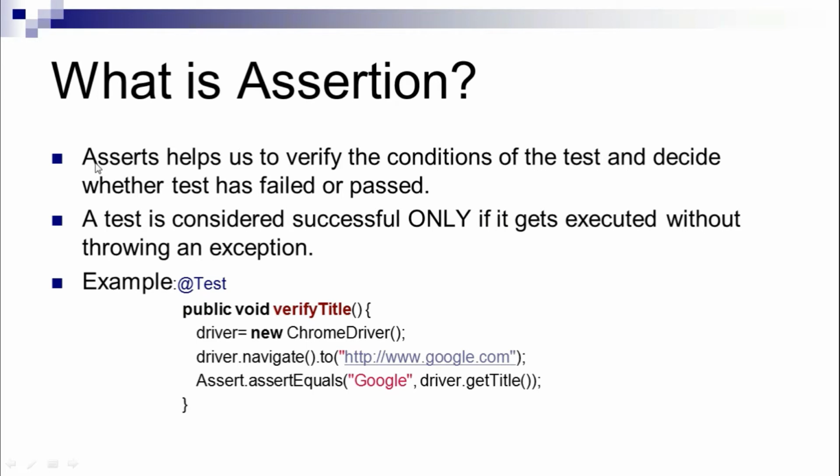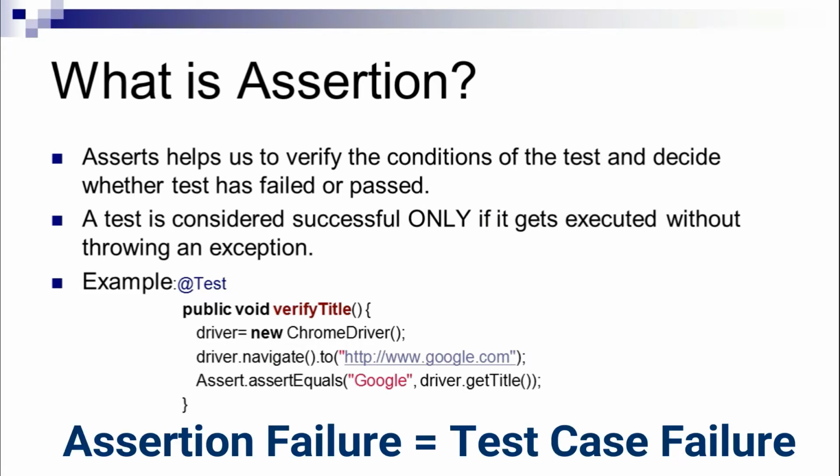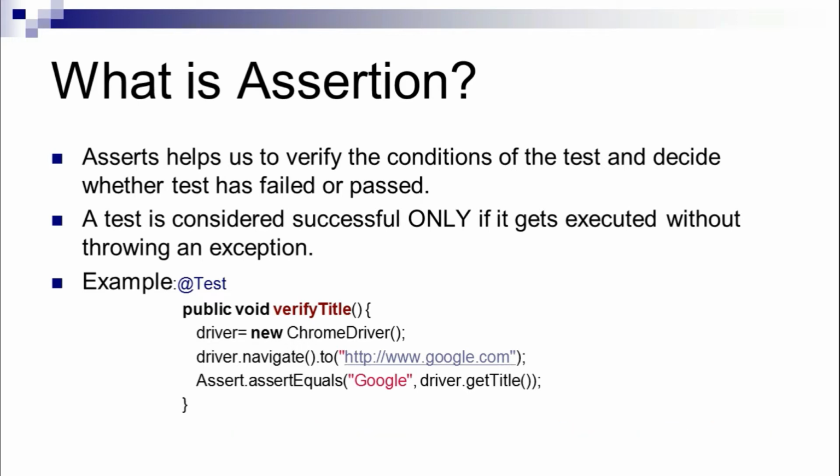Asserts help us to verify the conditions of the test and decide whether the test has failed or passed. The next line says a test is considered successful only if it gets executed without throwing an exception. This means that if you're asserting two things to be equal and they are not equal, assert equal will fail. Hence, your test case will also fail.